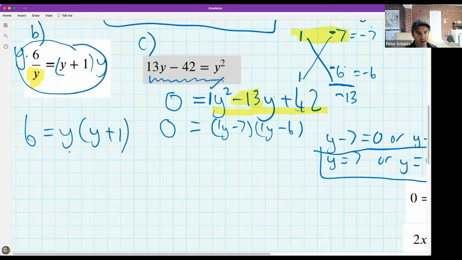Okay, now I want you to solve this for me. So I want everyone to try and solve this for me. I want to give you a minute to do that. See if you can get to the answer.